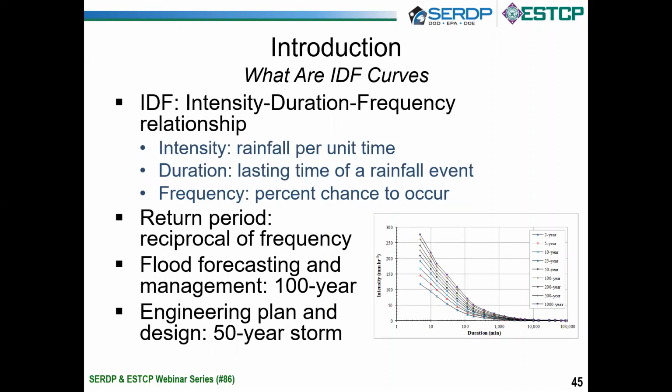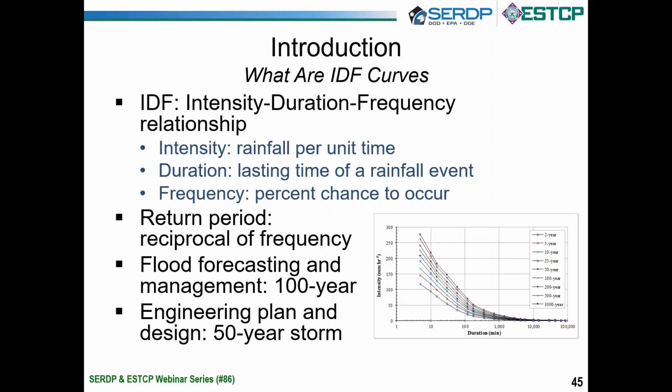So first the question, what are the IDF curves? IDF stands for intensity duration frequency curve. So an IDF curve defines the relationship between these three. Intensity refers to rainfall per unit time. For example, we can measure this in inches per hour, millimeters per hour, something like that. Duration is the lasting time of a rainfall event.